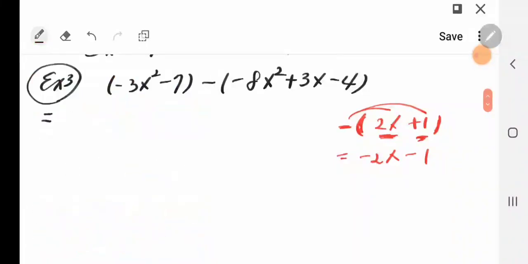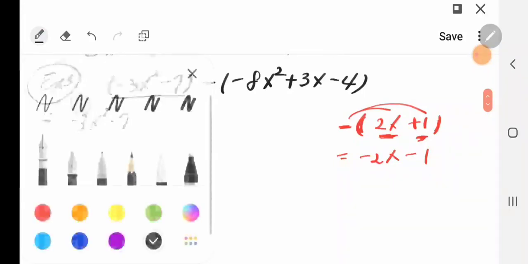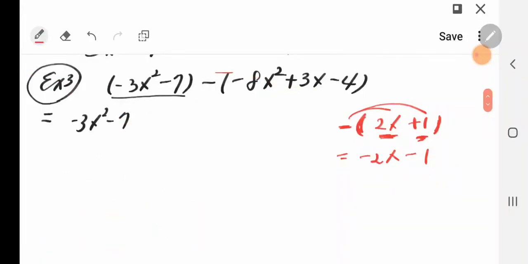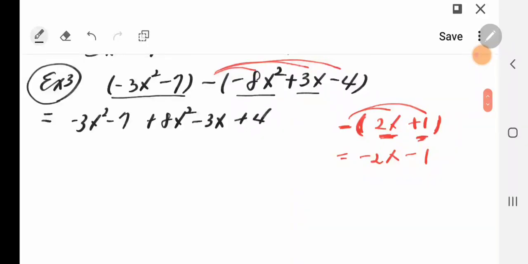So this binomial will be just as it is, but this trinomial will be multiplied by negative. So change the sign of each term. So negative 8x squared will be plus 8x squared, and plus 3x will be minus 3x, minus 4 becomes plus 4, because we are multiplying these three terms by negative.